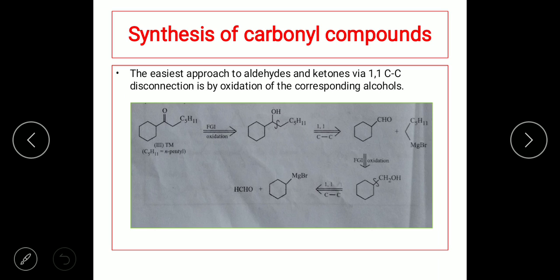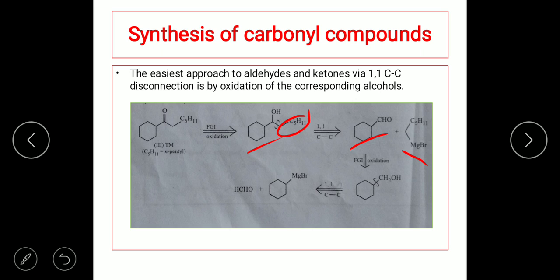Now once we disconnect, the synthons for this intermediate would be R minus as the anion, and the cation having a positive charge on the carbon. And for this the synthetic equivalent would be the aldehyde, and also the Grignard reagent. So these two would be the starting materials for the synthesis of the target molecule 3.